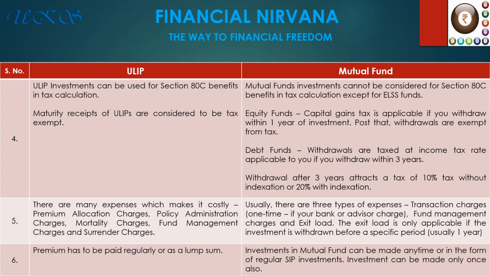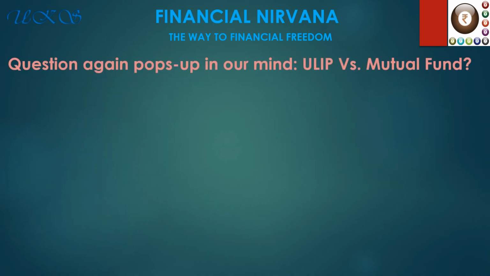The question again comes, are you looking for investing only to grow your money, or are you also looking for an investment instrument which has a component of insurance, or should you invest only in a growing money investment instrument and buy a separate insurance plan? So that question remains there. Should I invest in ULIP or should I go ahead with a mutual fund?